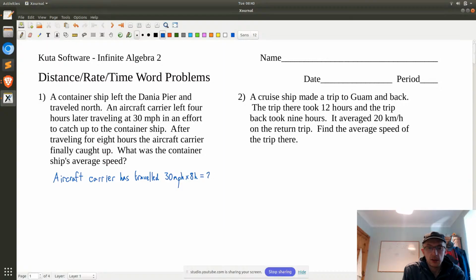Well, we get 240 miles. And when we have the unit for miles by itself, please don't write M because that looks like meters. Write MI. Great, because that looks like miles. So that's that much we know. It traveled 240 miles.